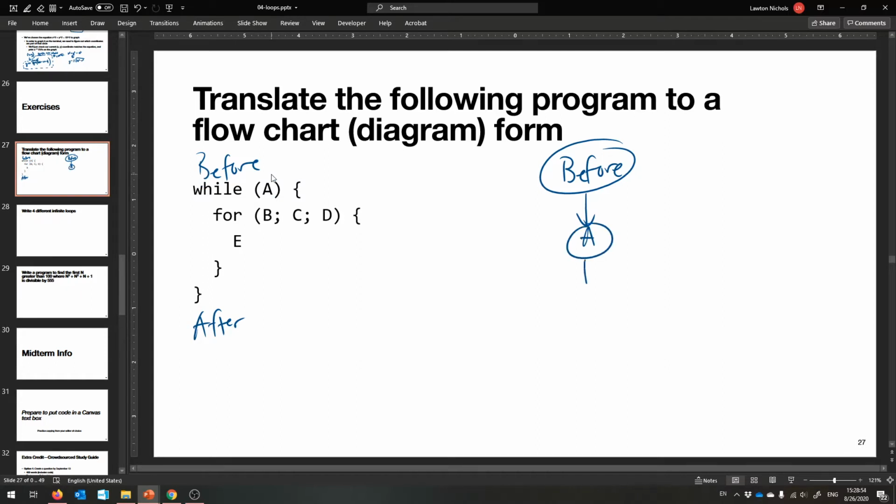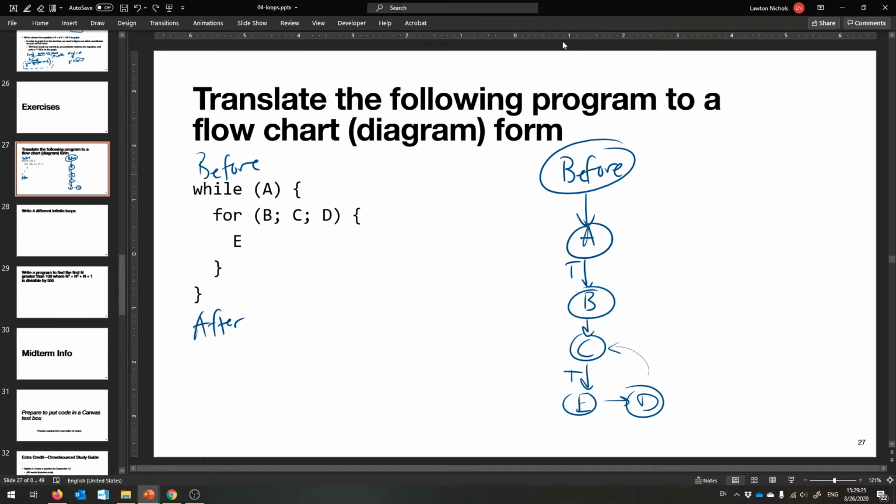If it's true, it'll start executing its body, and that body just so happens to be a for loop. So we'll execute the for loop now, which does its initialization, B, then checks its condition, C. If that's true, it does its body, E, and then it goes and does its update statement, D, after the body's finished, and goes straight back to checking that condition, because the initialization only happens once.